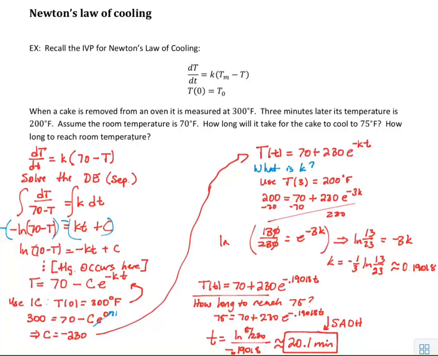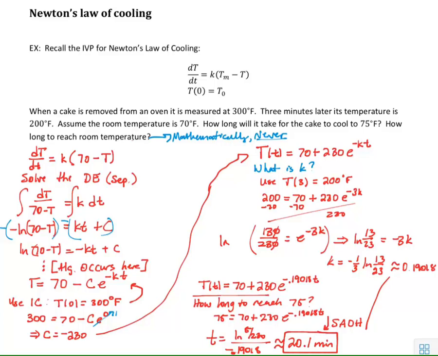So all I'm going to put right here for this question is mathematically never. Never actually reaches room temperature.